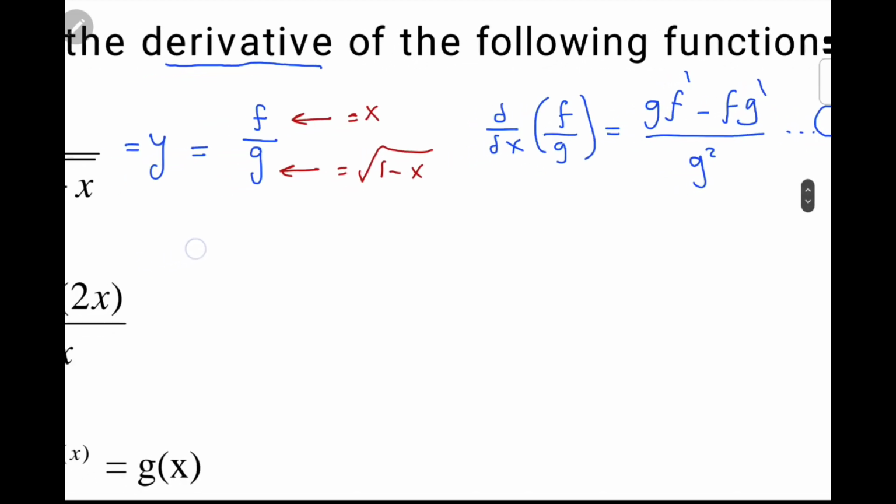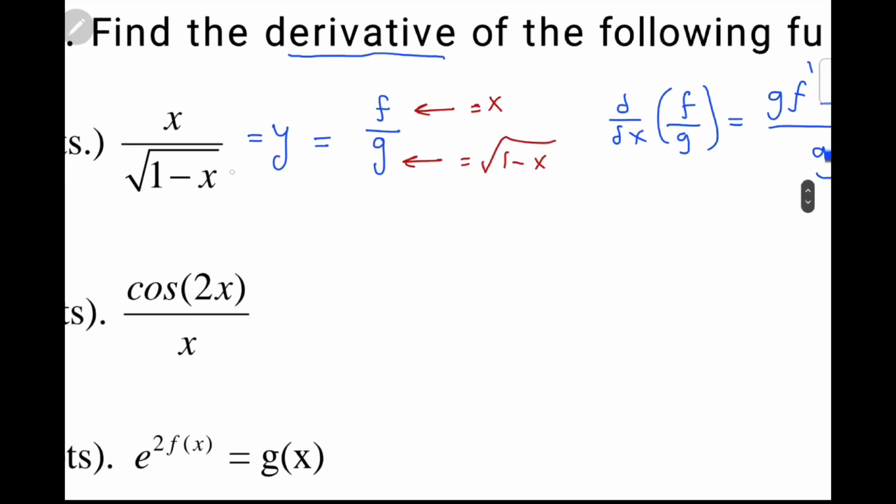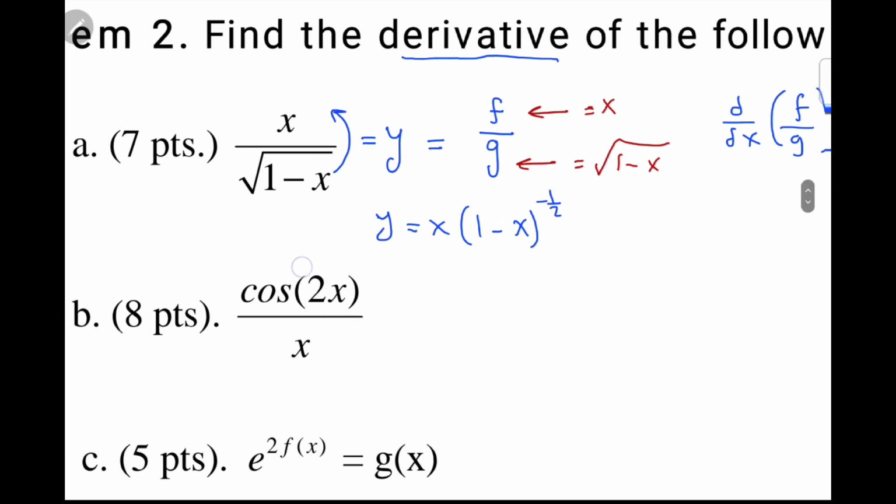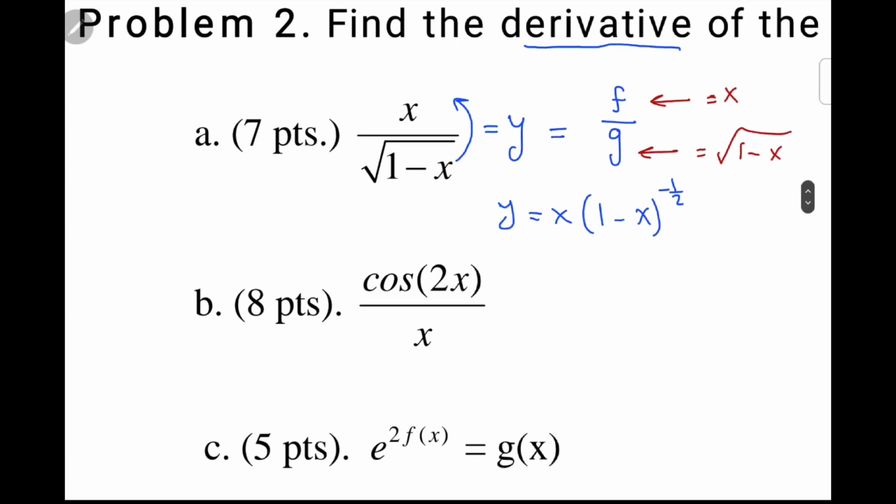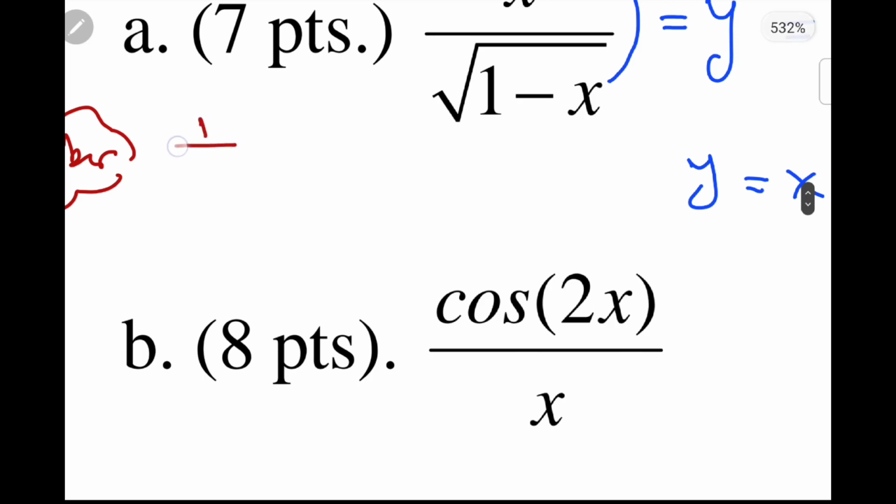The second approach is you bring this up, and it becomes y equal to x times (1 minus x) to the power of minus 1/2. So remember that the power, when you bring it up, changes from positive to negative. These are very important rules, so I'll just write it down here. Remember that 1 over a to the power of m is equal to a to the power of minus m.